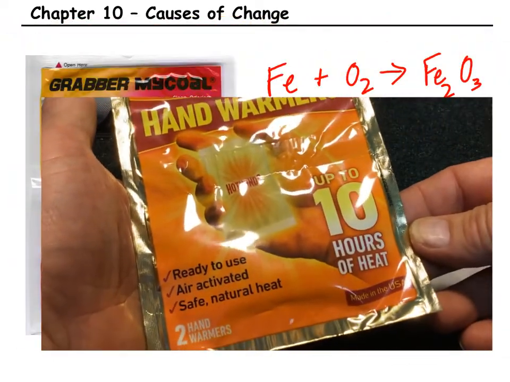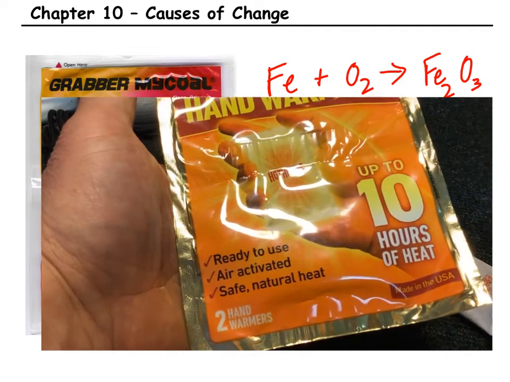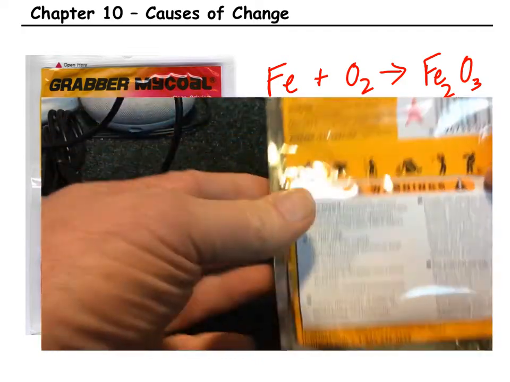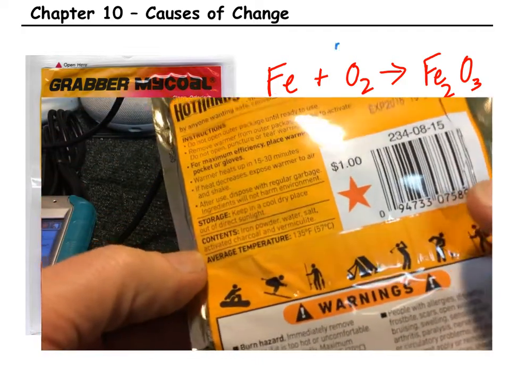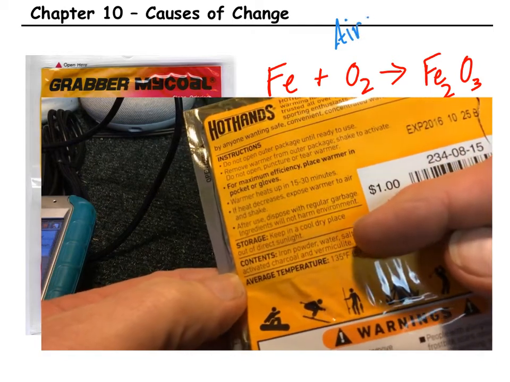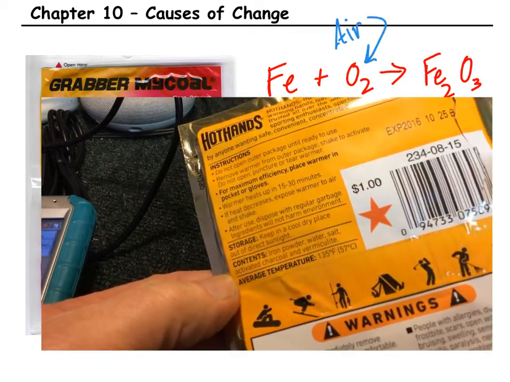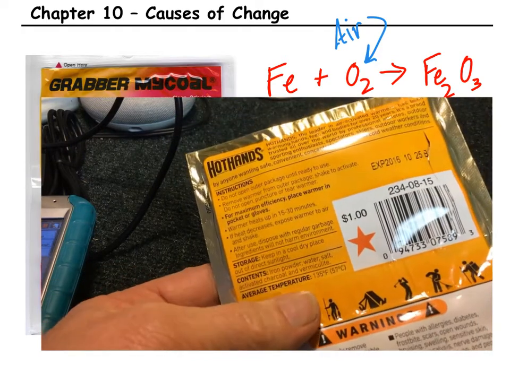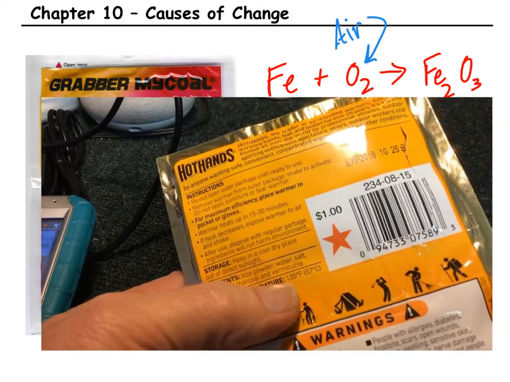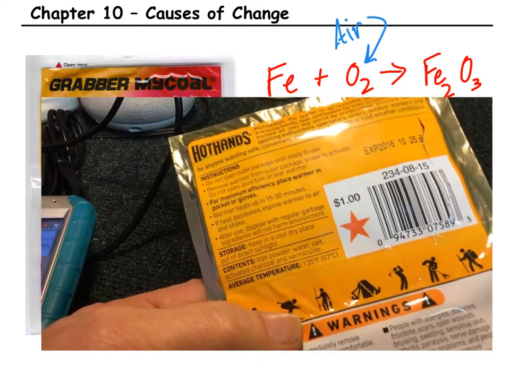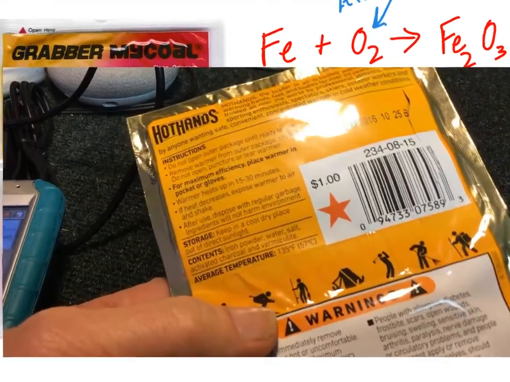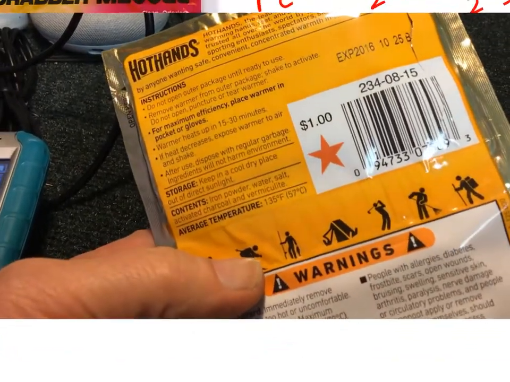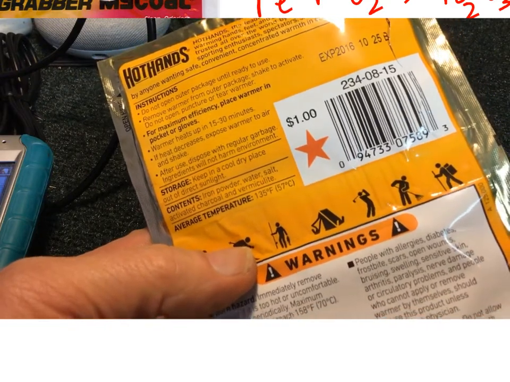Heats up to 10 hours of heat, air activated, safe, natural heat. All right, let's look at the ingredients. Iron powder, water, salt, activated charcoal, and vermiculite. And they say that the average temperature is going to be 135 degrees Fahrenheit or 57 degrees Celsius.